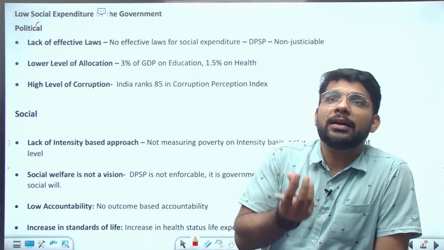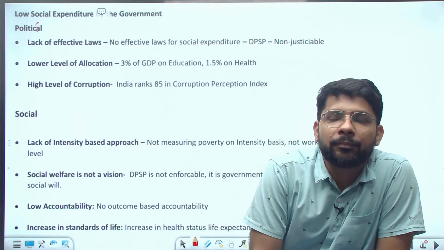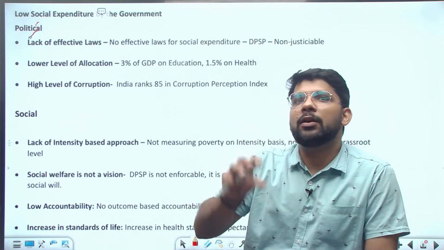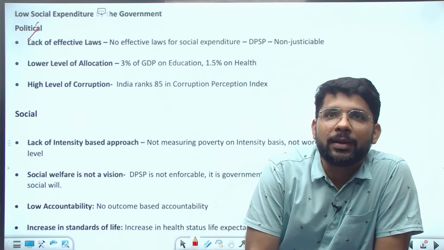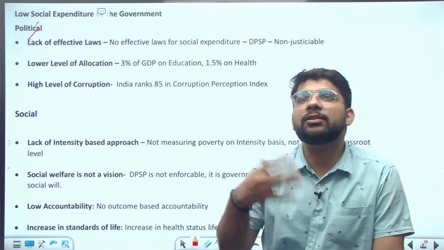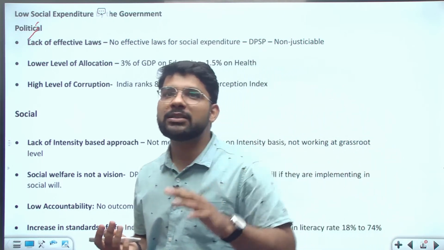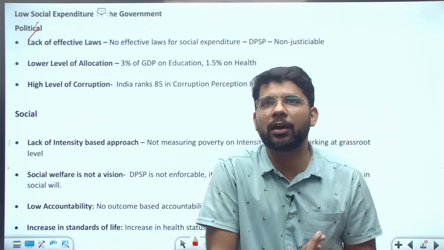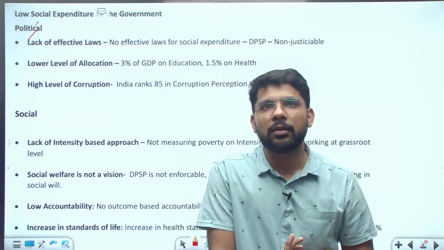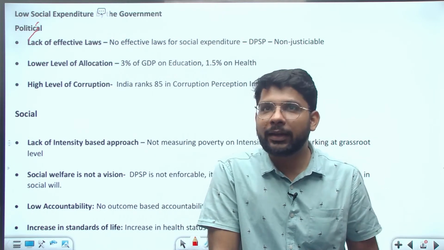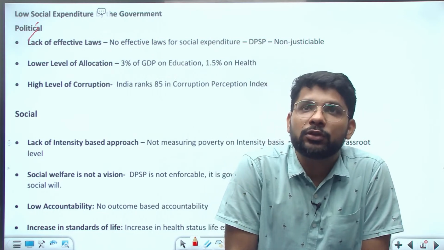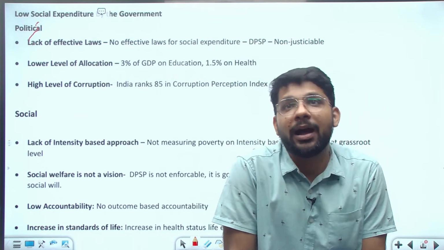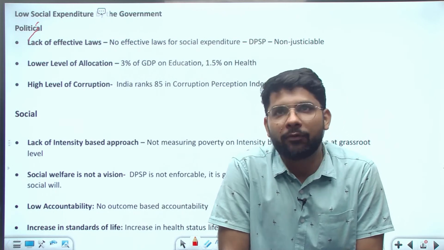Social welfare is not a vision of the government. Like the directive principles of state policy, it is not enforceable. It is the government's will if they want to spend a large amount of money. It's the government's will of implementation, a social will of the government. So it completely depends on the center and the state governments whether they want to spend on social expenditure and what percentage of GDP they want to spend.